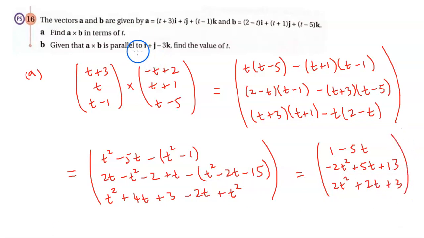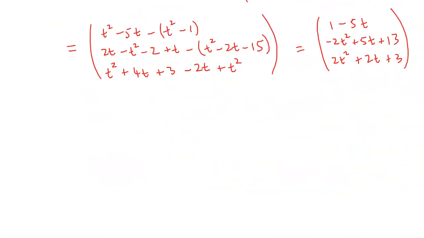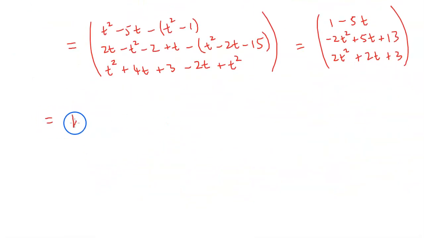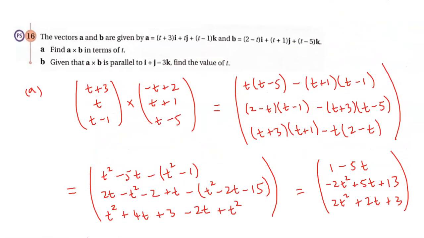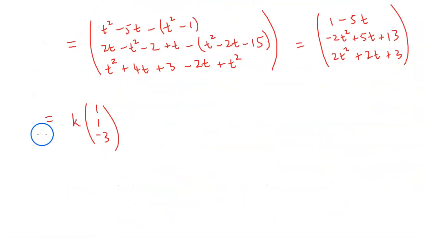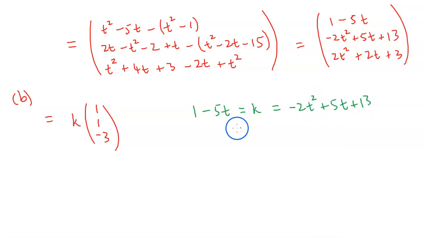Okay, and we're told that it's parallel to (1, 1, negative 3). So we have that this thing is equal to k times (1, 1, negative 3). Just make sure I got that right. Yep, 1, 1, negative 3. So this is part B now, and we have to find the value of t. No problem. So we have that 1 minus 5t is equal to k, which is also equal to negative 2t squared plus 5t plus 13.